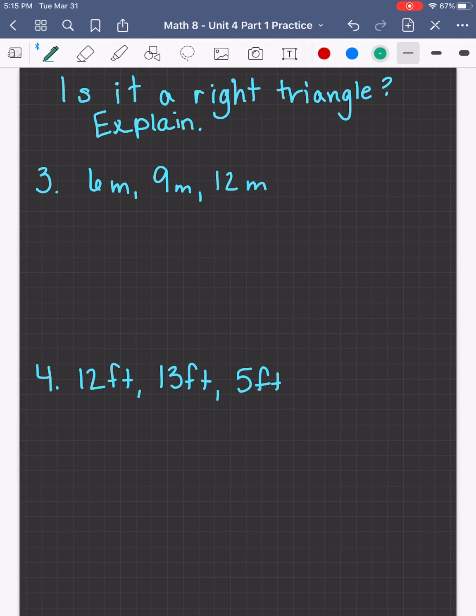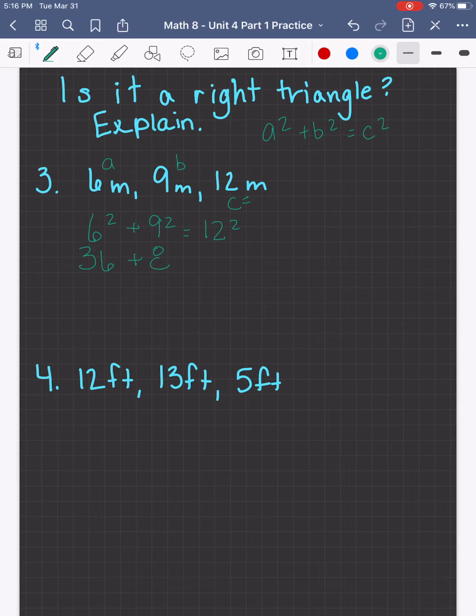All right, for these, we're going to use Pythagorean theorem to determine if these are right triangles. So we keep the same formula. Remember, for these, we need to figure out which one is our C value, because C is the most important. It's our longest value, so this is our C value for number 3. So we'll say that this is A and this is B. So 6 squared plus 9 squared equals 12 squared.